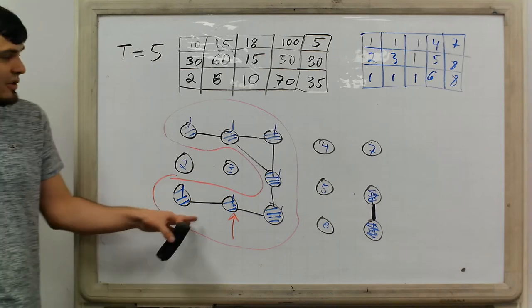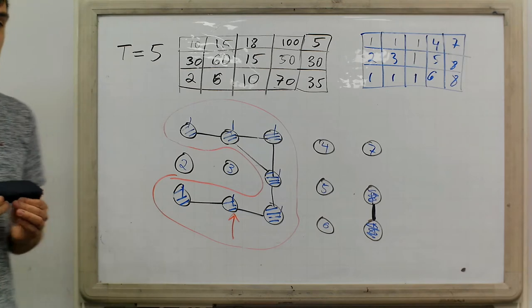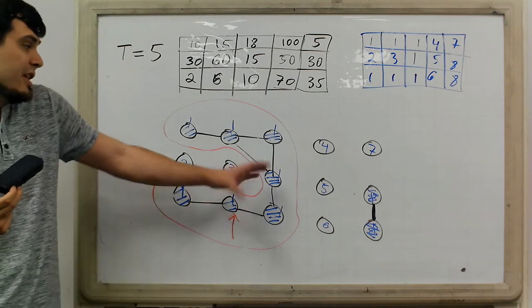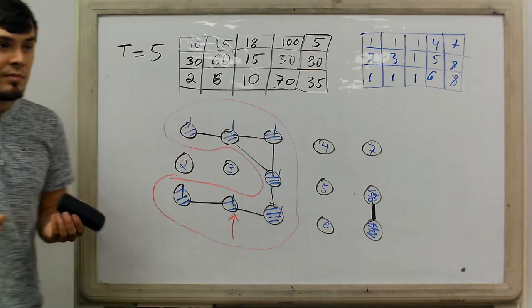Hopefully if you understood BFS, it should be pretty clear that since BFS visits all of the connected vertices, you just have to start with the node and let the algorithm do its job, and then you'll get all of these connected ones.